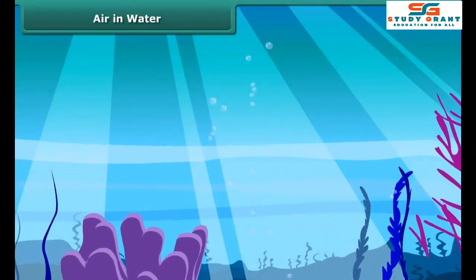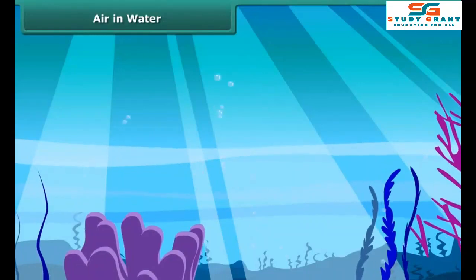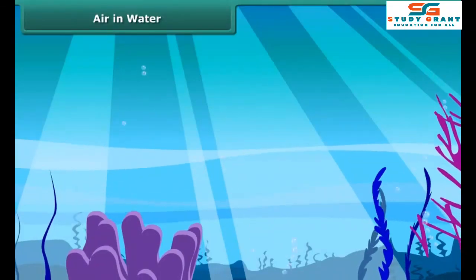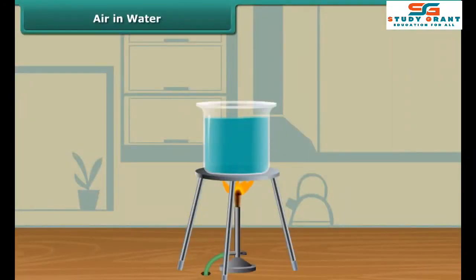Don't believe? Come, let us do an activity. Take some water in a beaker. Heat it to boil. Can you see the bubbles coming out? Where are these bubbles coming from? These are coming from water only.